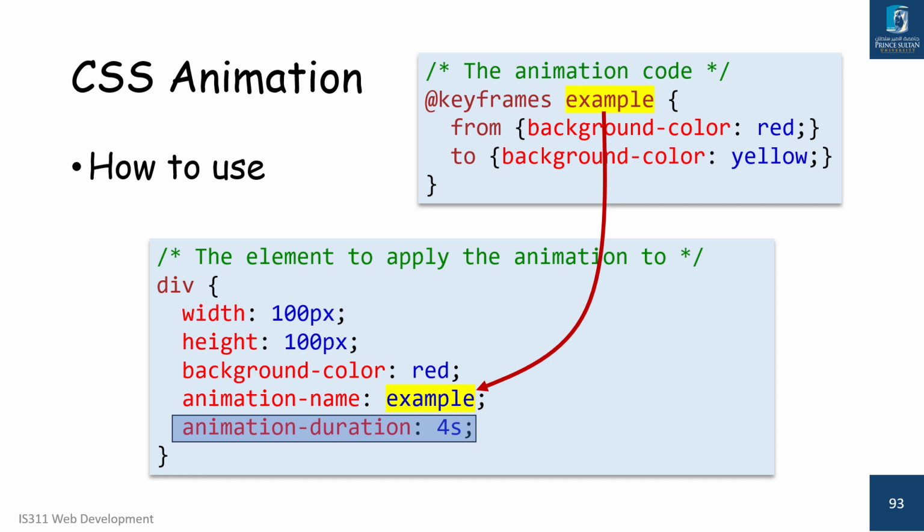So what will happen when it appears? That box has a red color. In 4 seconds, it will turn into the yellow color. And then once this animation is finished, it will turn back into red as well, because once the animation is finished, it will go back to its original position, original style. Understand?